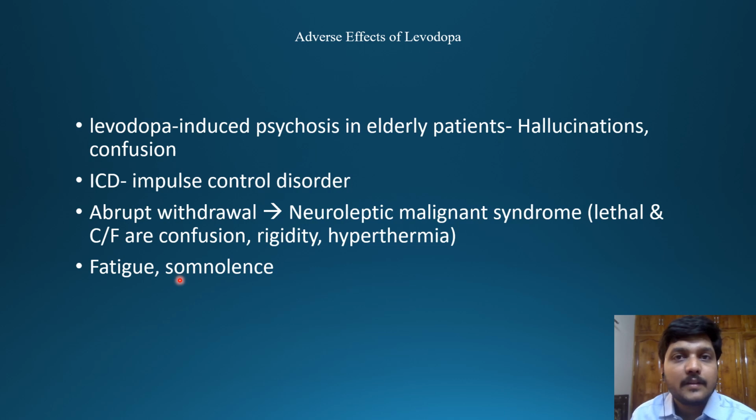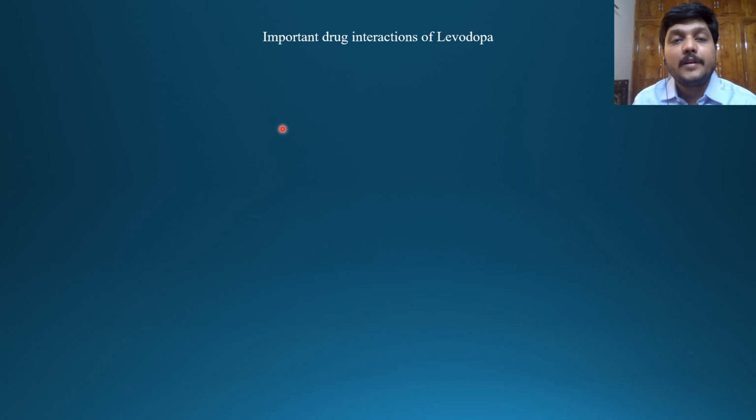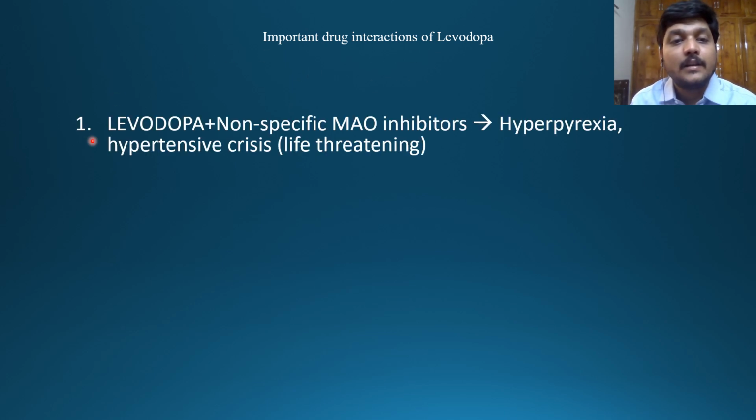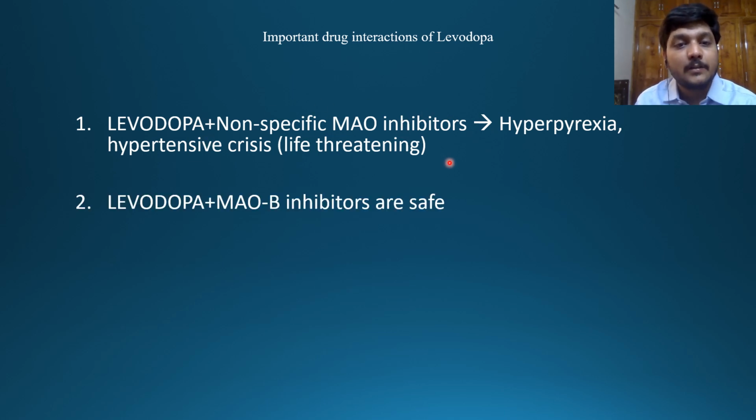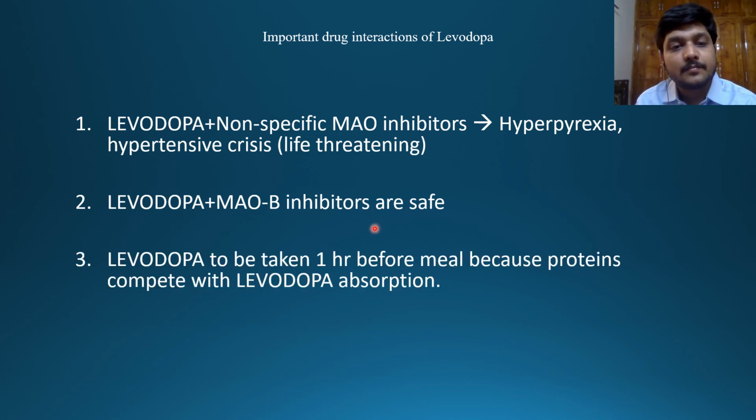Fatigue and somnolence is a very common side effect complained of by the patients taking levodopa. And important drug interactions of levodopa: when combined with non-specific MAO inhibitors, it causes hyperpyrexia and hypertensive crisis. The problem is this hypertensive crisis is life-threatening. That's why in the pharmacotherapy of Parkinson disease, we adopt MAO B selective inhibitors instead of non-selective MAO inhibitors. Levodopa and MAO B inhibitors, when combined, are safe.